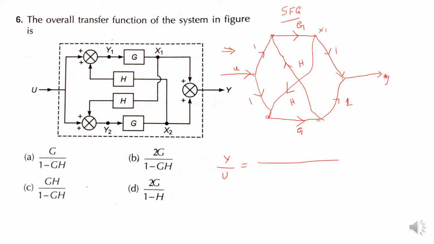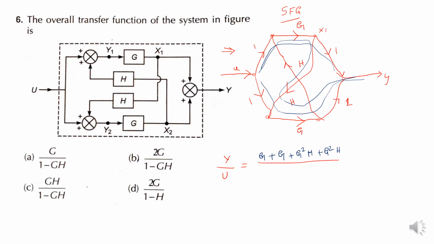And fourth is 1, and then g, h, g, y. So first of all, I am having 4 forward paths here. So I am going to write the forward paths. The first forward path is g, plus the second forward path is g, plus the third forward path, this h and g again, so g square h. And the next forward path also g square h.